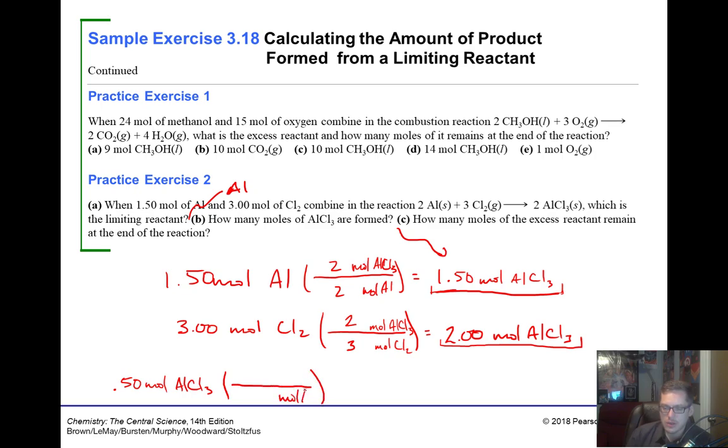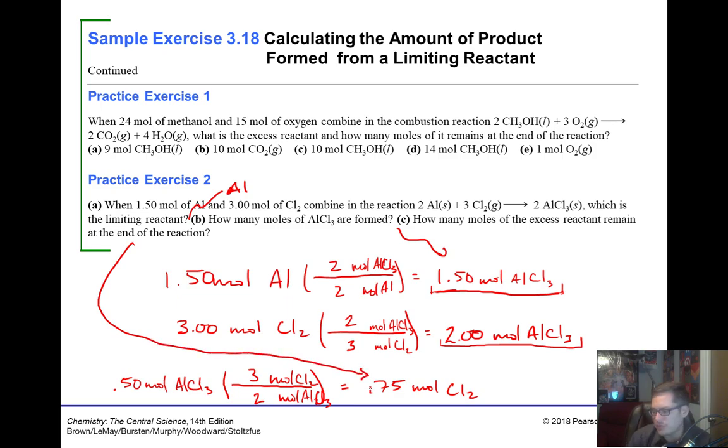We'll put moles of AlCl3 in the bottom and moles of Cl2 in the top. Okay, mole ratio here, 3 goes with Cl2, 2 goes with that guy, so it's 0.50 times 3 halves, so it would be 0.75 moles of Cl2. So that is the excess right there. Let's just do it times 3 halves. Yeah, all right, cool.